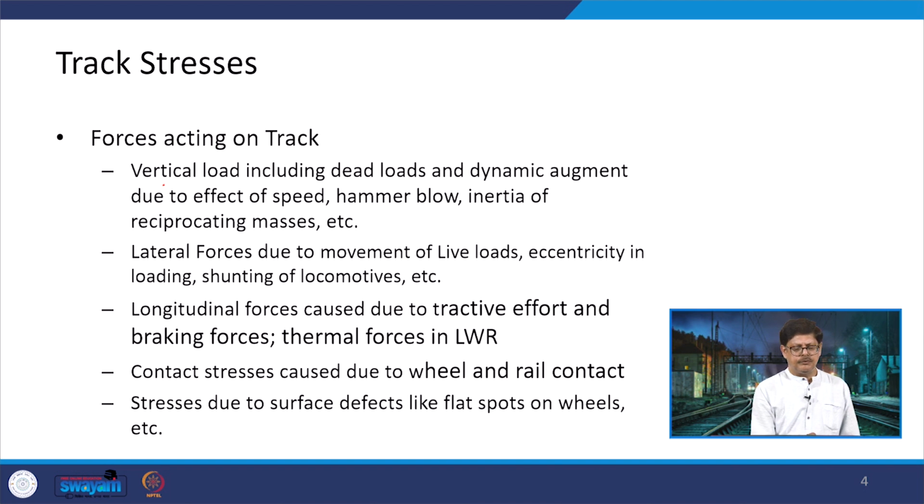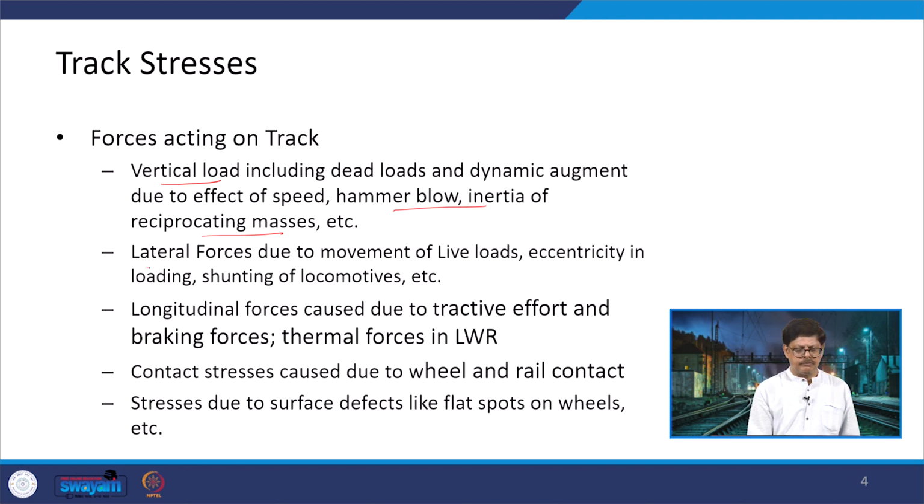So, the very first one is the vertical load, and this vertical load includes the dead load as well as the dynamic augmentation which is caused due to the speed, or there may be the effect of the hammer blow or the inertia of the reciprocating masses, depending on what type of locomotive has been used. Now, these hammer blows or inertia of reciprocating masses are more prominent in steam locomotives, and we are talking about this steam locomotive condition still because we have 39 such locomotives which are still working in the country.